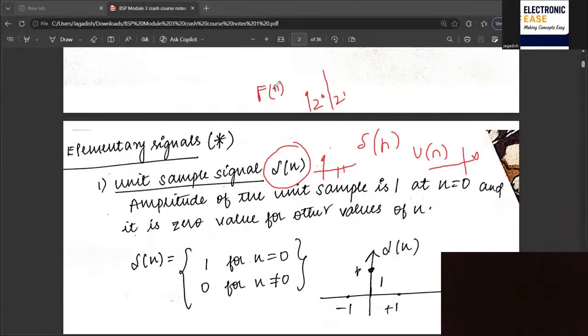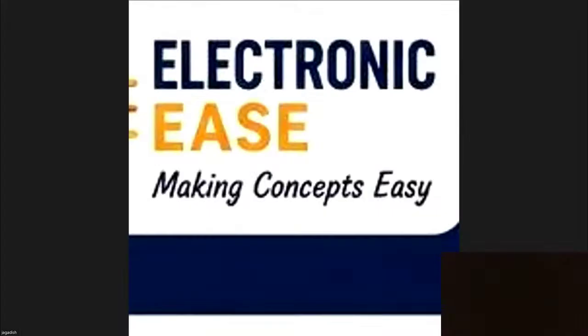So next one is the exponential. In exponential, there are two types. One is the decaying. Okay, I will explain on the whiteboard, you will understand. Add the notes.